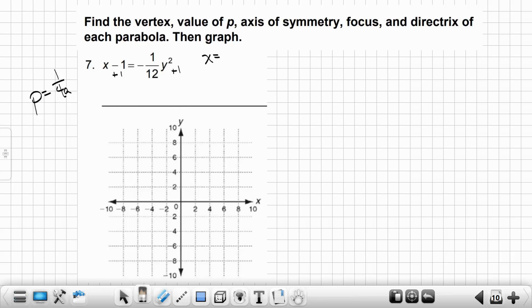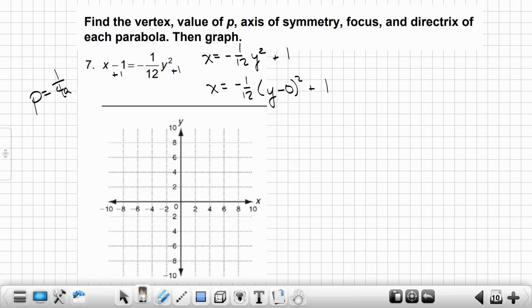There's going to be a lot to write into this, just to warn you. All right, so x equals, I'm adding 1 to both sides. Negative 1/12 y squared plus 1. What's attached to that y squared? What's built into that y? Parentheses and a 0. Technically speaking, okay?